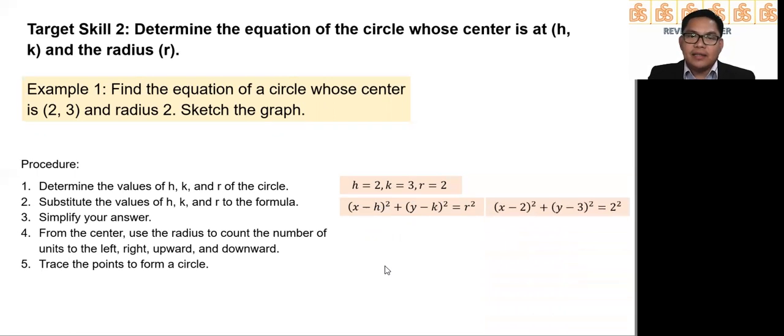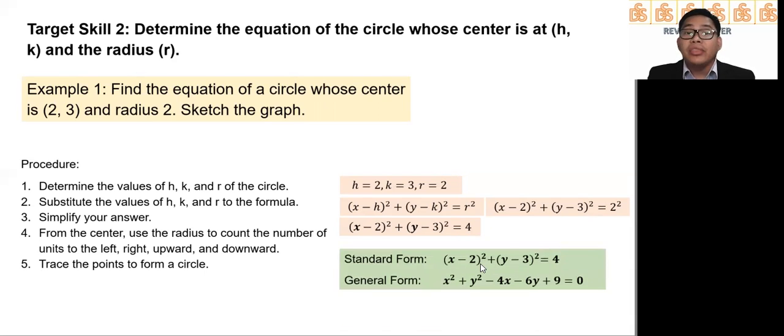All right, so we have now (x minus 2) squared plus (y minus 3) squared equals 2 squared. Okay, when we simplify, definitely we cannot simplify this anymore. What we can only simplify is 2 squared, which is 4. And that is actually considered simplified form because that is the standard form of the equation of the circle. However, if your teacher requires you to write it in general form like this, then you really have to simplify this expression.